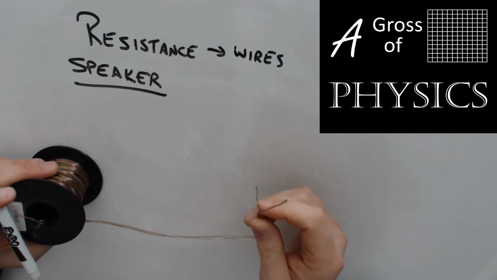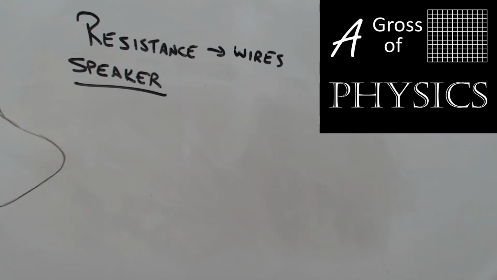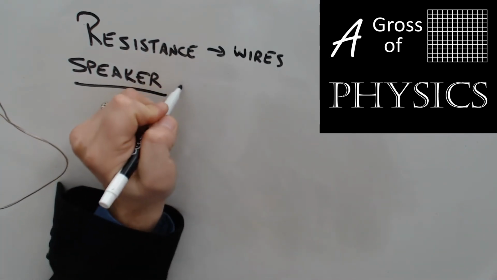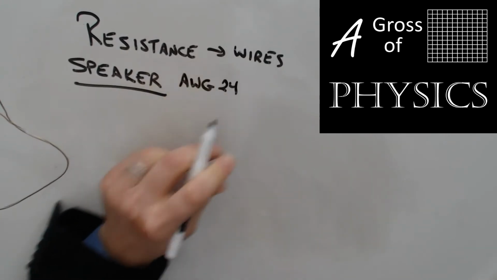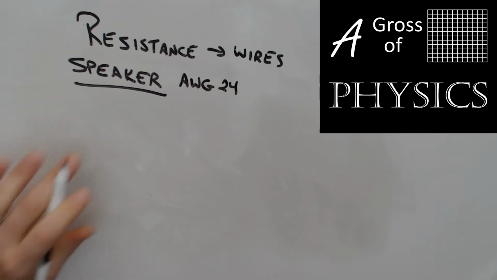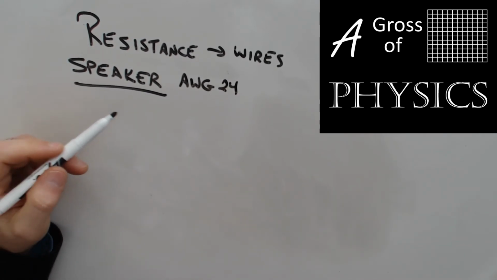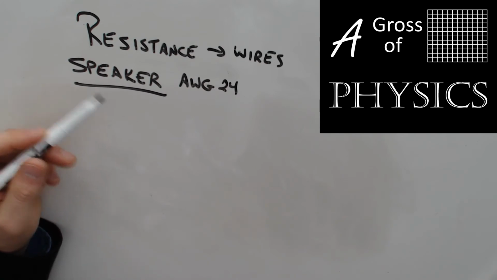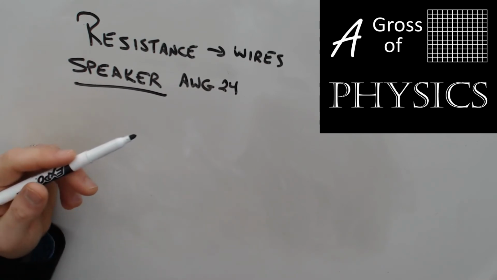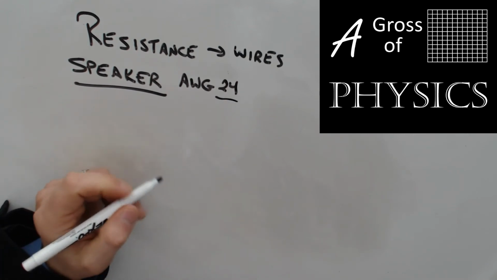And this is listed as AWG, which is American Wire Gauge 24. So the speaker wire that I have is 24 gauge. And what the wire gauge means is that the bigger the number, the smaller the wire. So you can have everything from 000 up to around 30, I think. But in this case, 24 is fairly thin wire.